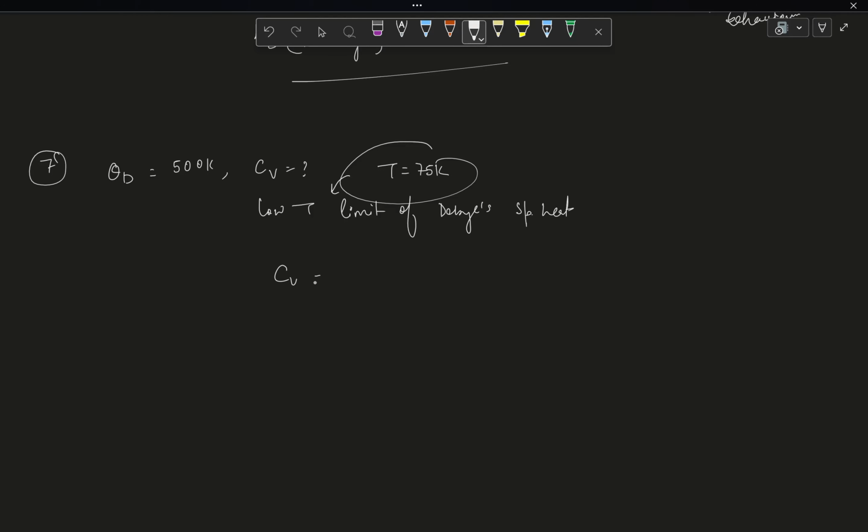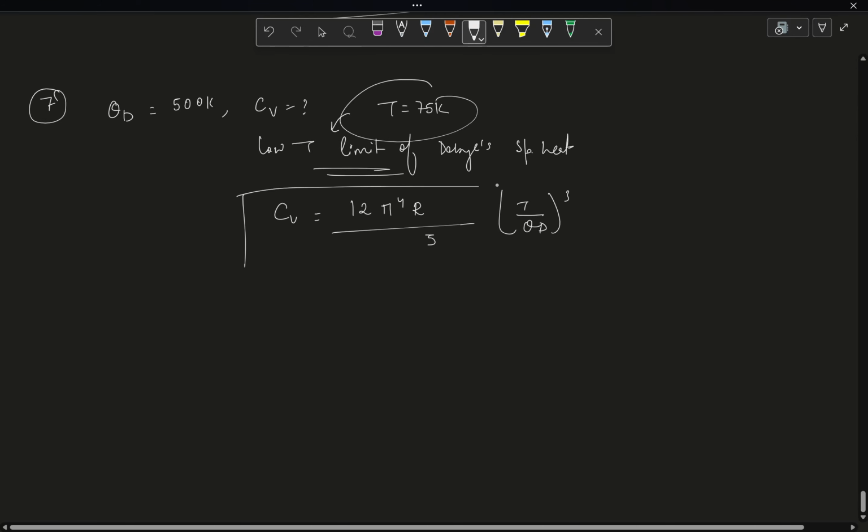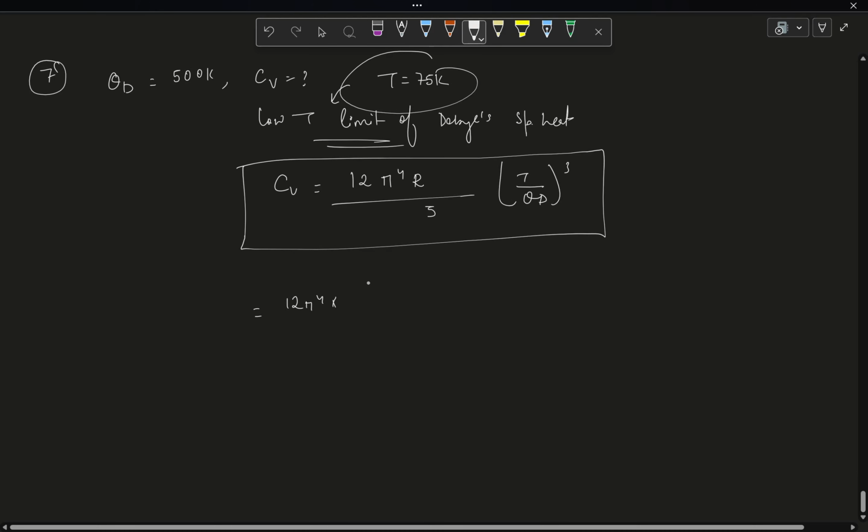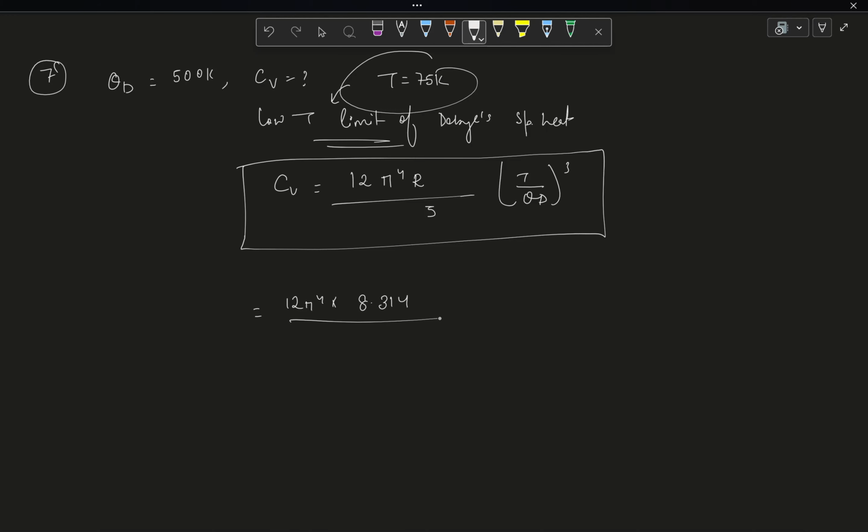which is CV equal to, I have used this formula earlier probably for question number 1, so you'll use the same formula, that it is 12 pi to the power 4 R by 5 into T by theta D whole cube. Remember that this is only for the low temperature limit, okay? So this is valid here. Now just put the explicit values for each of these terms. This is 12 pi to the power 4 into the R value in SI units, which is 8.314, divided by 5 into T, 75, divided by theta D, again 500, then whole cube.